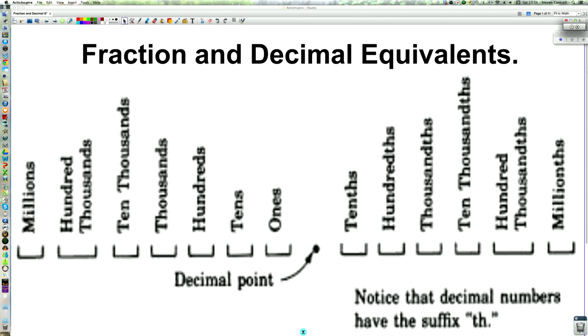All right, hey, we're going to talk about fraction and decimal equivalents. I really hope everybody had a good spring break. Let's get back to it and try to get this stuff done.